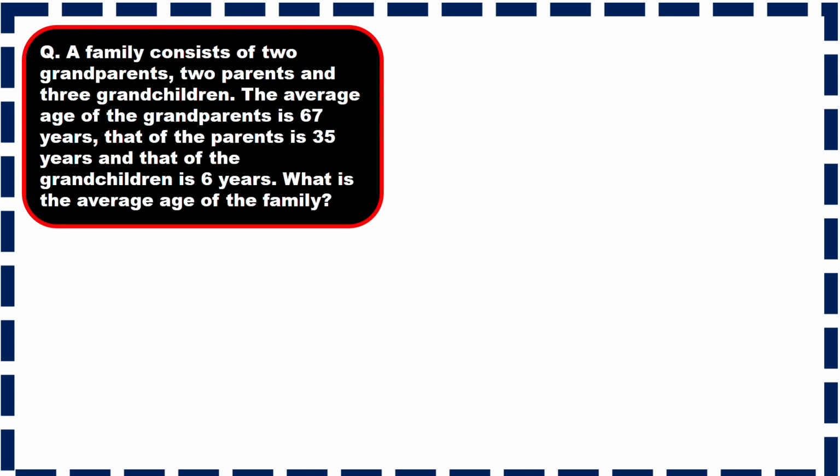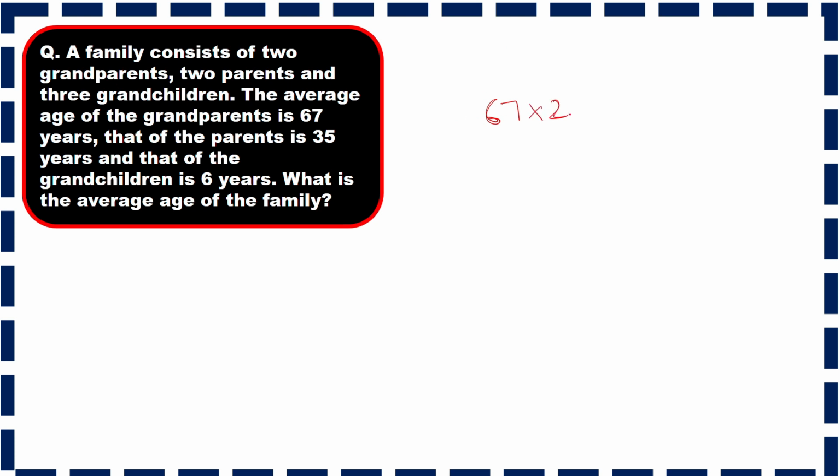So a family consists of 2 grandparents, 2 parents, and 3 grandchildren. The average age of grandparents is 67 years. The average age of parents is 35 years, and the average age of grandchildren is 6 years. What's the average age of the family? So here we have 67 years as the average for the 2 grandparents, right? So what is the total age?